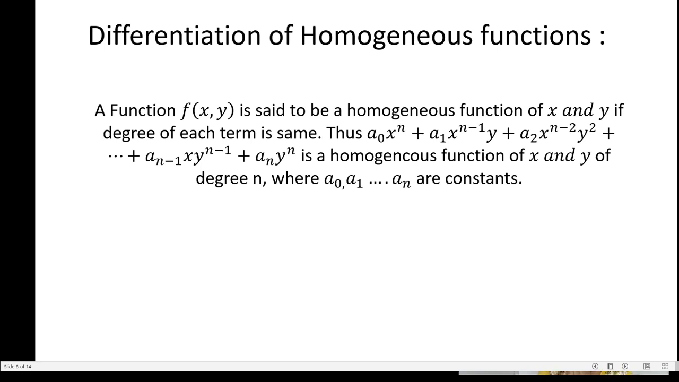Differentiation of homogeneous function. First let me explain about a homogeneous function. A function f of x comma y is said to be a homogeneous function of x and y if the degree of each term is the same. Thus, the equation in the form of a0 x to the power of n plus a1 x to the power of n minus 1 into y plus a2 x to the power of n minus 2 into y square plus so on up to a n minus 1 into x into y to the power of n minus 1 plus an y to the power of n is a homogeneous function of x and y of degree n, where a0, a1, so on up to an are constants.